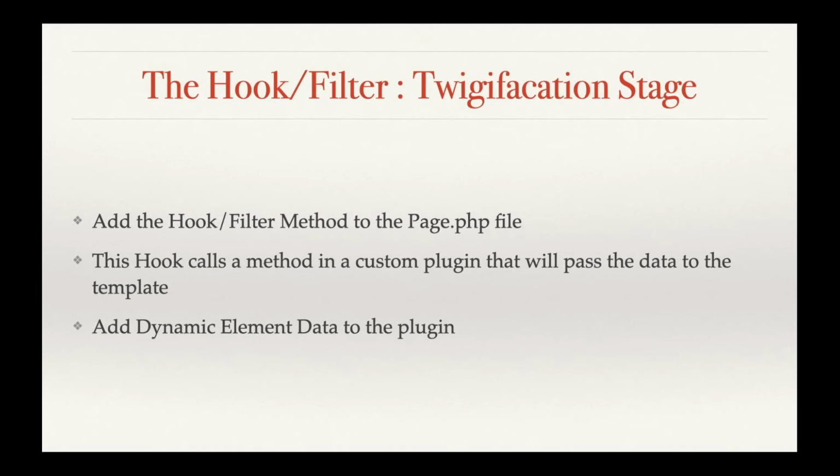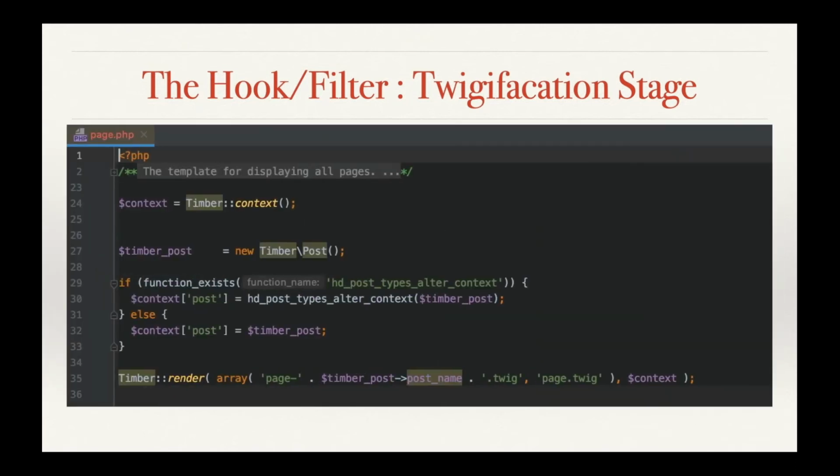This is the only time in Twigification where we're going to touch a PHP file in the theme. We need to modify the post object before it gets sent to the Twig template. To do this, we add a hook alter to the page PHP file. In this case, it's called HD post types alter context. This filter passes the post object to a method in a custom plugin. The post object is processed and modified to include our new data objects for our templates.